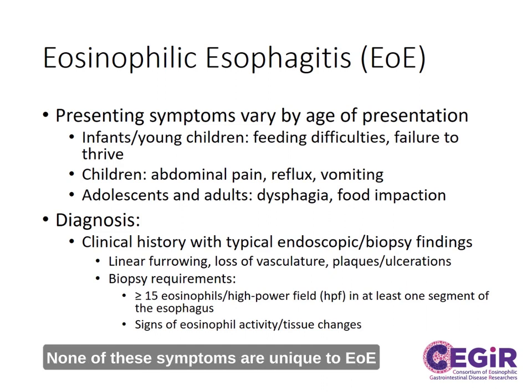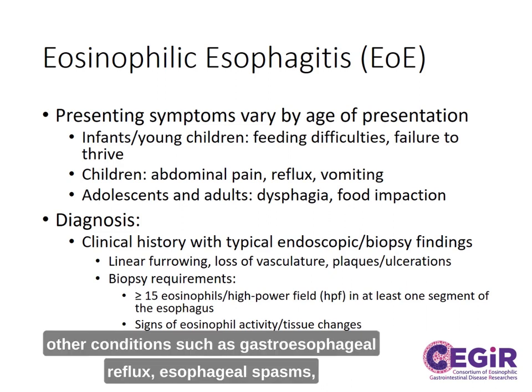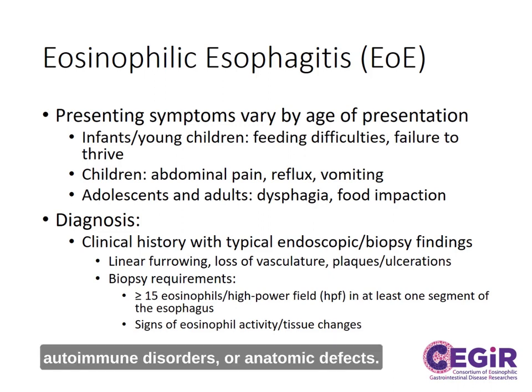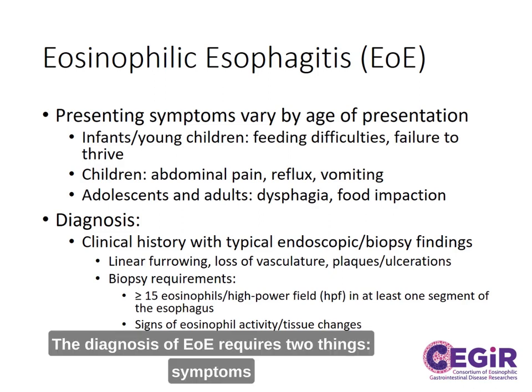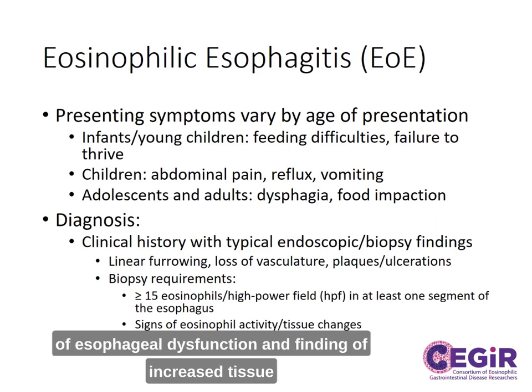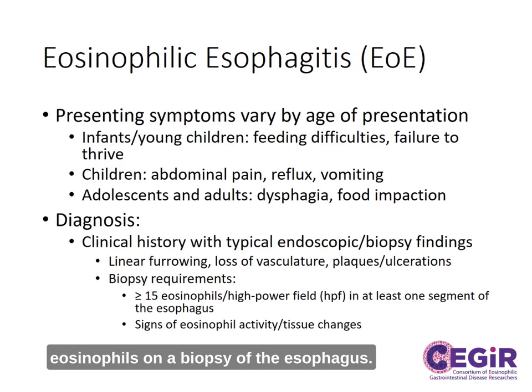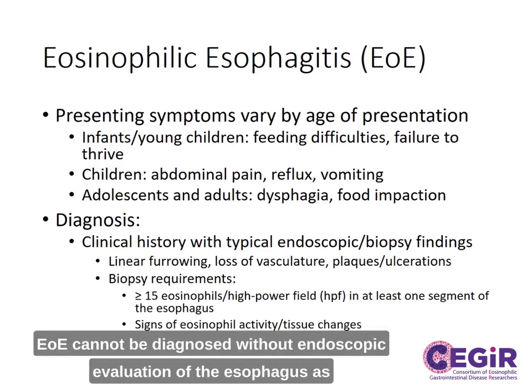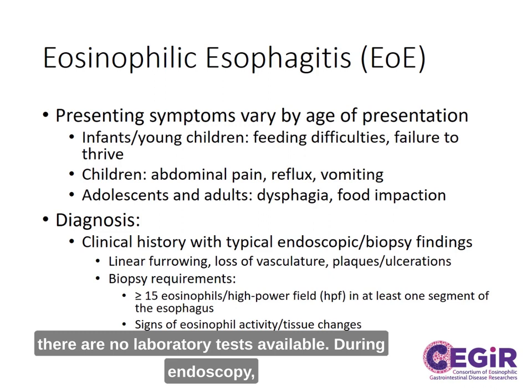None of these symptoms are unique to EoE and can be seen in a variety of other conditions such as gastroesophageal reflux, esophageal spasms, autoimmune disorders, or anatomic defects. This can lead to delays in diagnosis of EoE if a high index of suspicion is not present. The diagnosis of EoE requires two things: symptoms of esophageal dysfunction and finding of increased tissue eosinophils on a biopsy of the esophagus. EoE cannot be diagnosed without endoscopic evaluation of the esophagus, as there are no laboratory tests available.